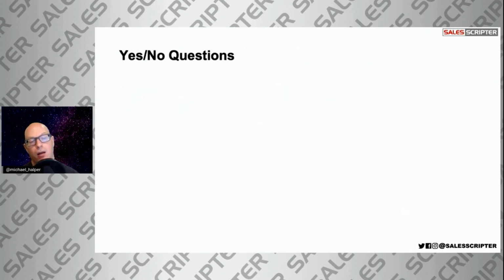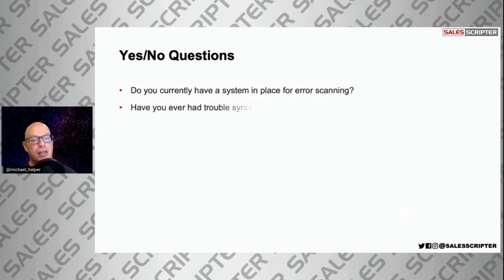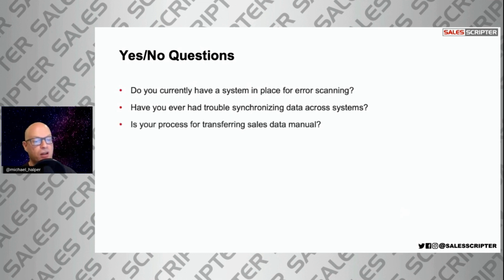And then at the end of the day, there are good times to ask yes or no questions when you are looking for a very specific answer, and that specific answer can maybe generate a lead for you or tell you what direction to go with the prospect. But maybe something very specific. Do you currently have a system in place for error scanning? Maybe you help with error scanning and that's a big issue, and just being very direct. That's a closed question. I just said don't ask closed questions, but sometimes it does make sense. Have you ever had trouble synchronizing data across systems? That's a yes or no question. Maybe having a very specific answer there is helpful. Is your process for transferring sales data manual?